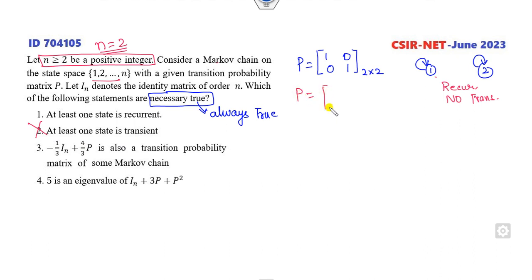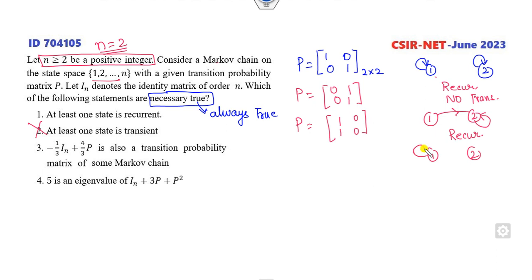You may think about this one: 1, 1, 0, 0. This is also a 2 cross 2. What is the diagram of this? So 2 to 1 and 2 to 1. So you can see both are again recurrent states. There is no transient state, so again this option is cancelled. If I think about this one, then the diagram will be like this. Again both are recurrent, but there is no transient state. Again the second option is cancelled.